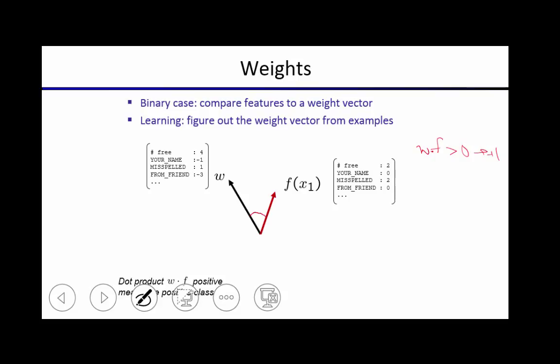So if they're pointing in the same direction, then that's a positive example. Versus if you have a feature vector that's pointing in the opposite direction, and the angle between the weight vector and the feature vector is greater than 90 degrees, then the resulting classification is going to be negative, -1. So this one would be classified as +1, and this example would be classified as -1.